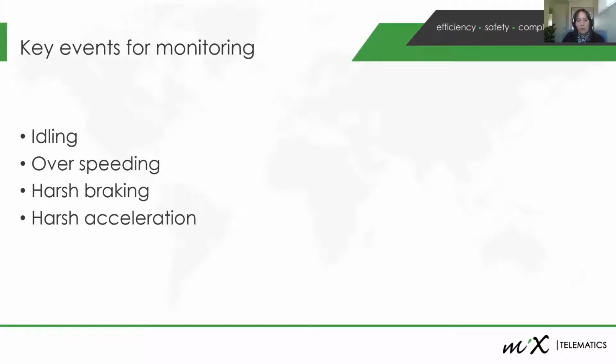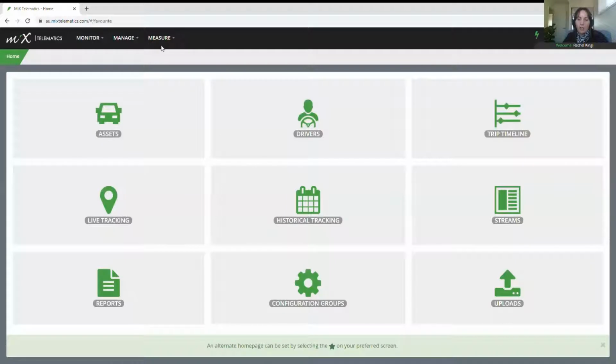So the first step is to identify key events that contribute to increased risk and costs. Our hardware enablers allow us to monitor an array of events. Excessive idling, overspeeding, harsh braking, and acceleration all contribute to increased fuel usage and maintenance costs. They also identify poor driver behaviours. So we'll base our reporting requirements around these events. I'll now show you how to run a report, save it as a favourite, and create a subscription.